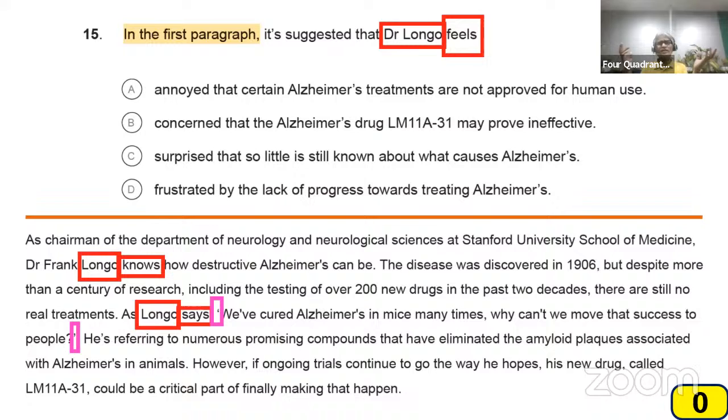Why can't we move that success to people? Why can't we transfer this success to people? Why are we helpless? Why are we unable to do it? The same success we can't apply. Why can't we get this result in human beings? He's expressing his helplessness. He's expressing his frustration.